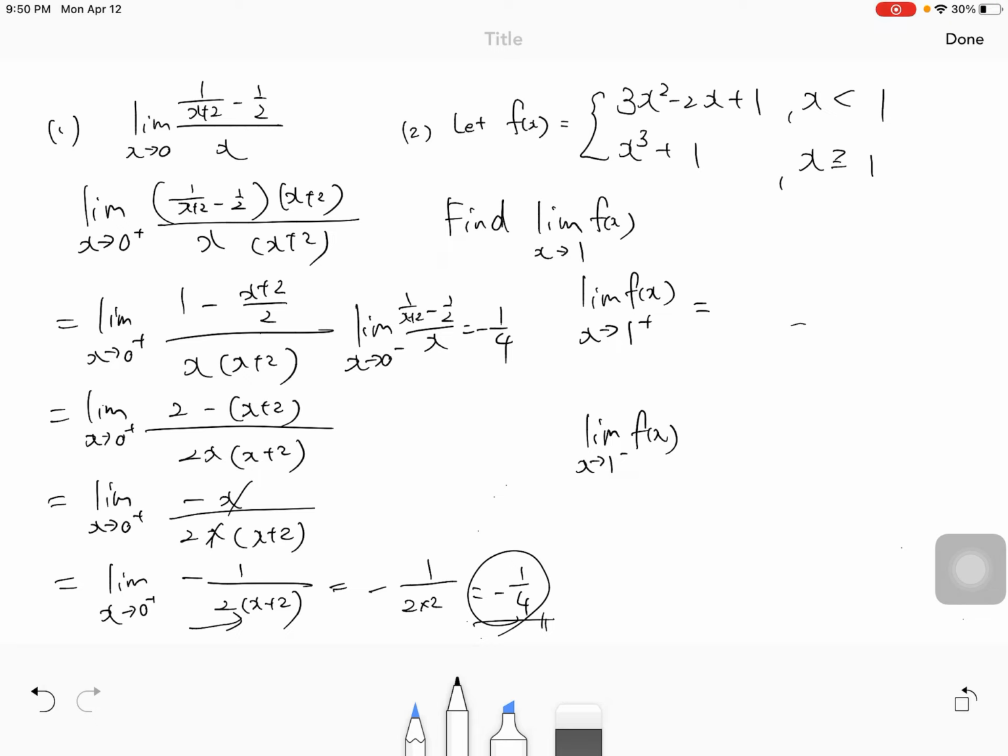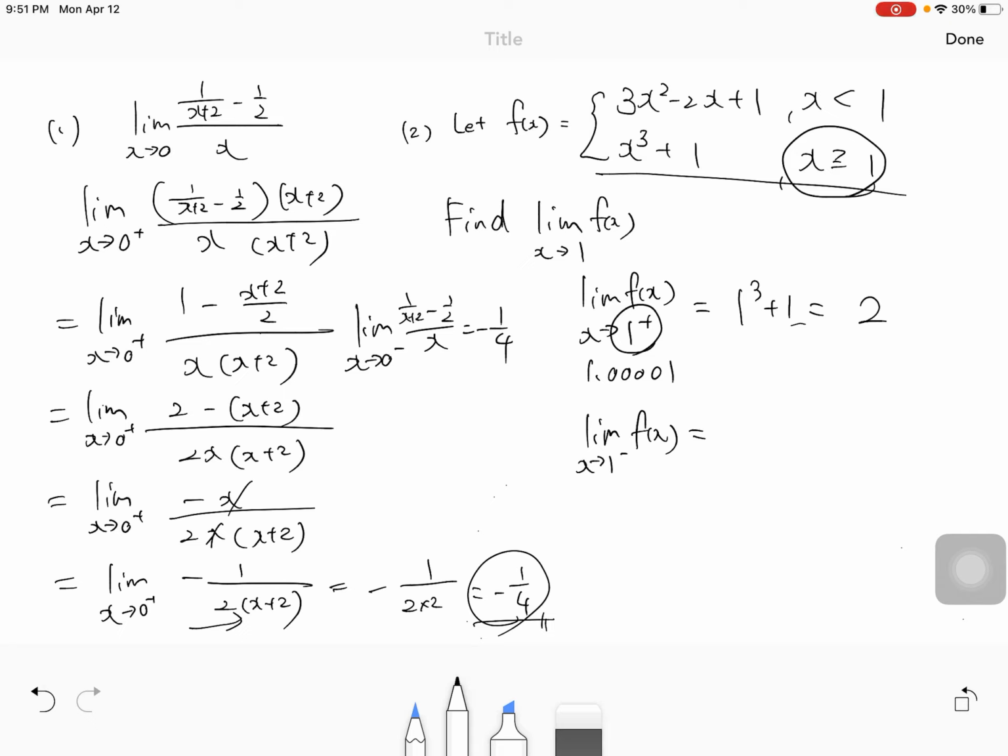So let's find it. When you try to approach from the right side, you would use this one, because the meaning of approaching from the right side is that x is very close to 1, but a little bit bigger than 1. So it's like 1.00001 or something like that, which is this one. So let me plug in 1 into here. 1 cubed plus 1 is 2.